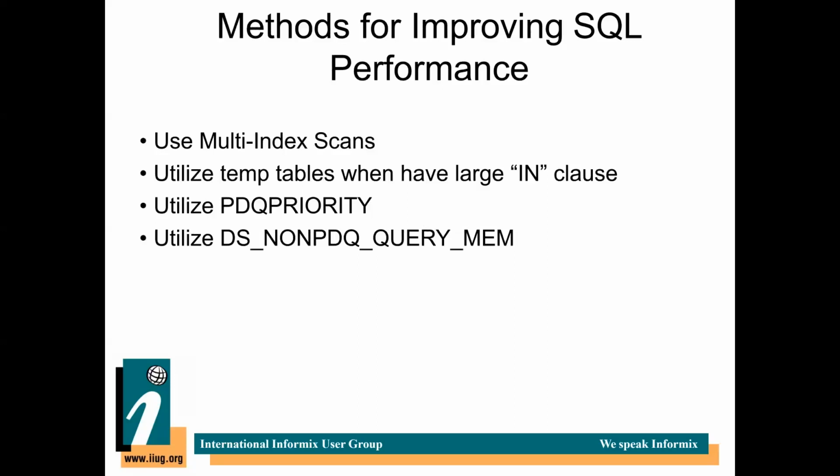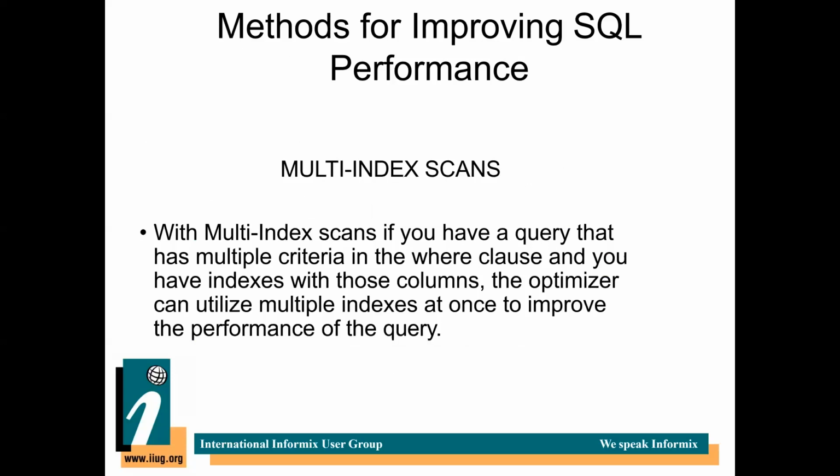Here are some more methods to improve SQL performance. Use multi-index scans, utilize temp tables when you have a large IN clause, utilize PDQ priority, and utilize DS non-PDQ query mem. So with multi-index scans, if you have a query with multiple criteria in the where clause, the optimizer can utilize multiple indexes at once on those columns to improve the query performance.